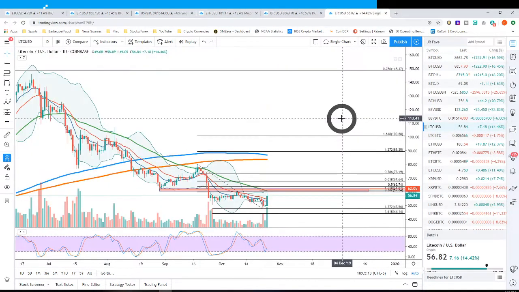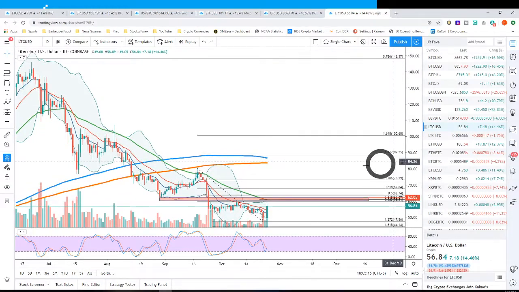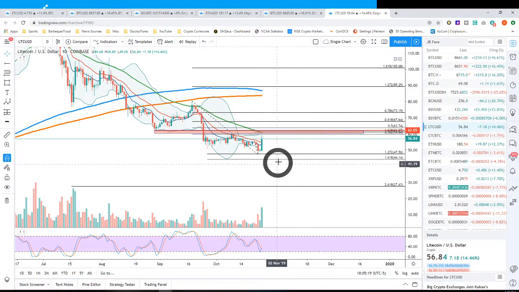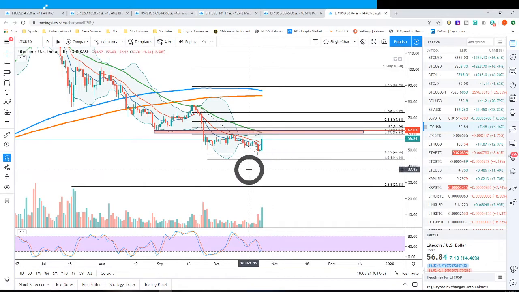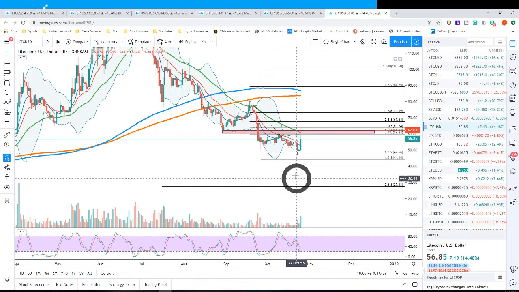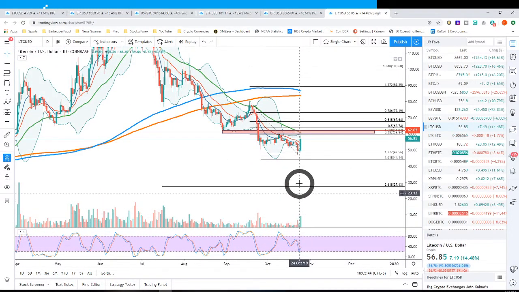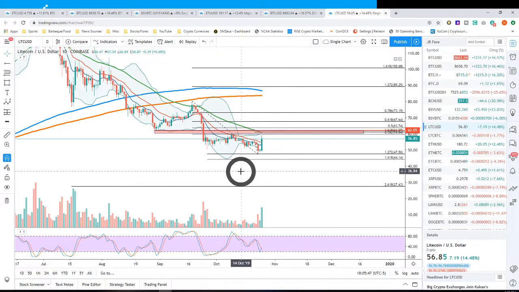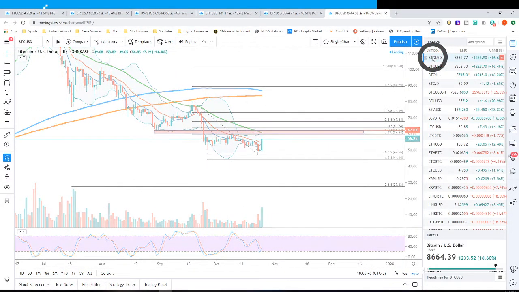Let's go to Litecoin. Same thing, right? Same thing on Litecoin. Old support now becomes new resistance. So this area right here on Litecoin at 61 to 62 maybe, that area right there is going to be resistance as well. Okay. Good volume today, very good volume. Let's see if it can follow through. That's the question, all right?